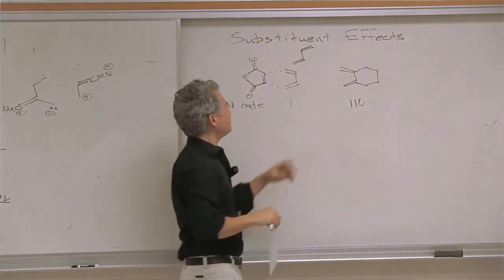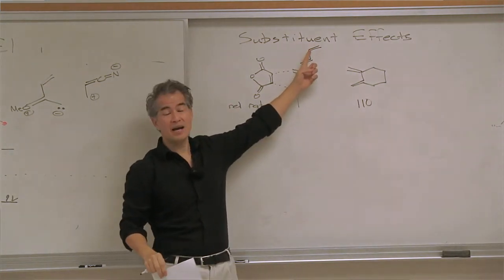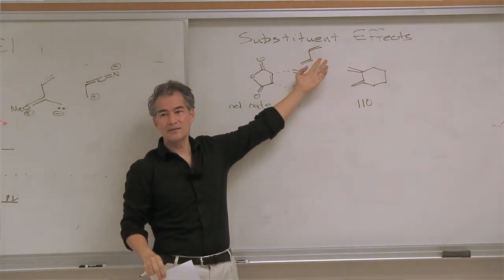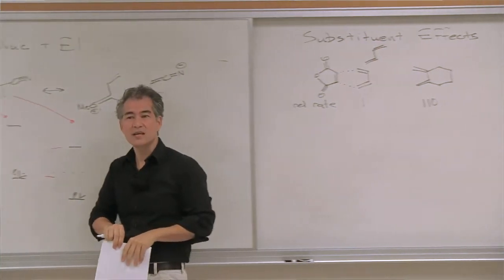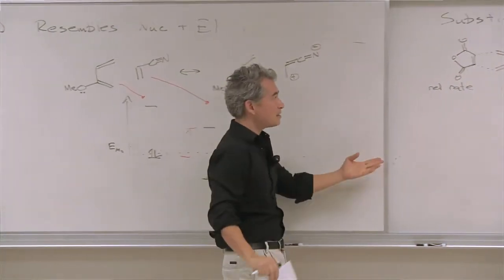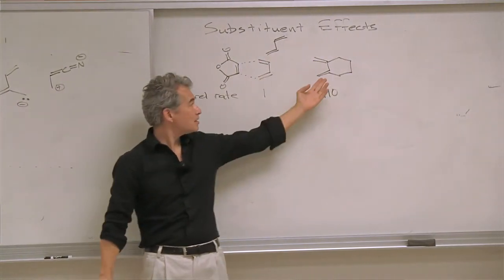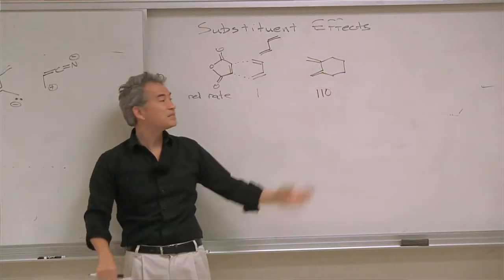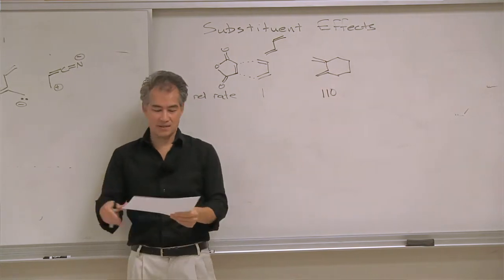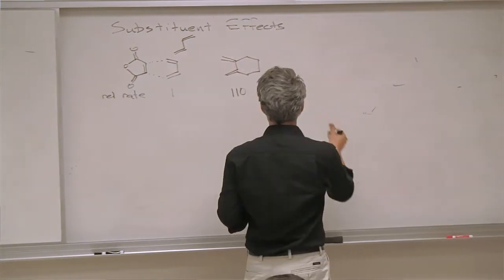The problem with just plain butadiene is it spends most of its time in this transoid geometry, S-trans. It spends only a minor amount of its time in the geometry that's needed for the Diels-Alder reaction. And so that's a huge advantage for this diene. It spends 100% of its time in this S-cis geometry that you need.